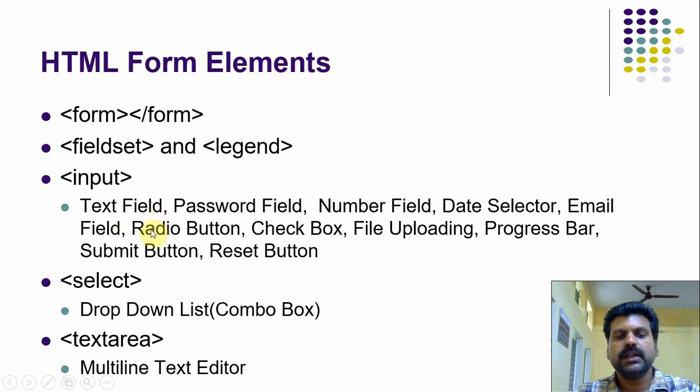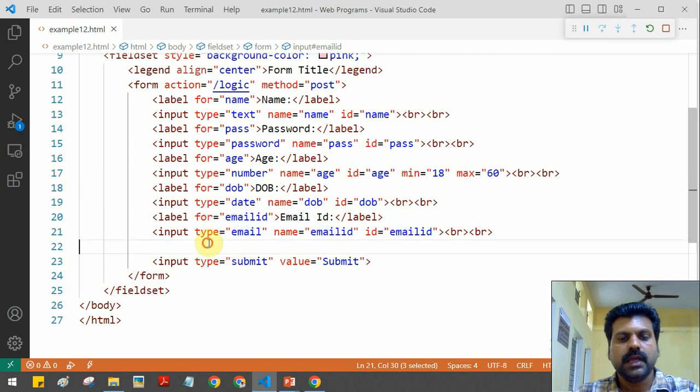And we can also create radio buttons and checkboxes. Now let us see radio button and checkbox. For example, you want to understand whether the user is male or female. What we can do is create a label, the label as gender.